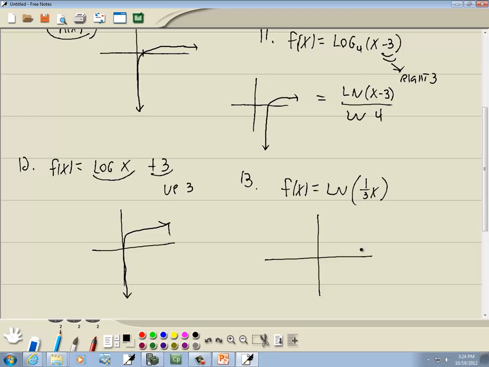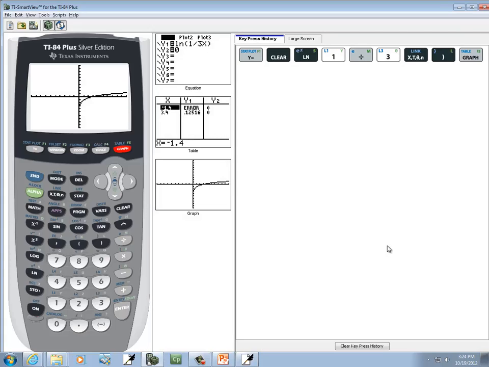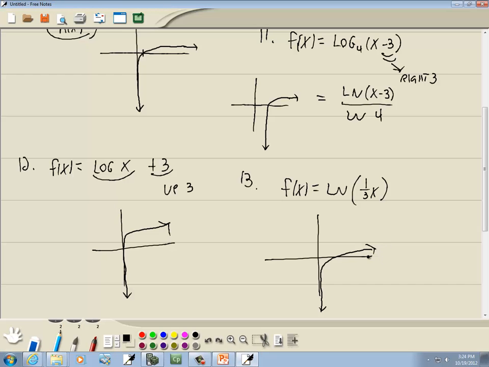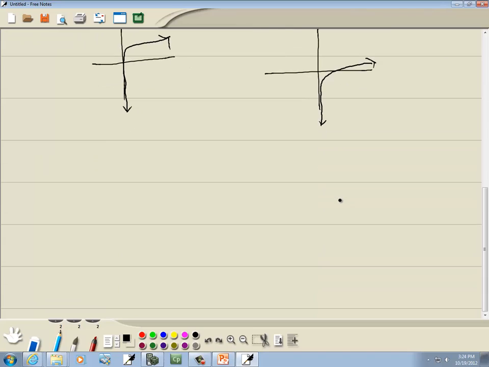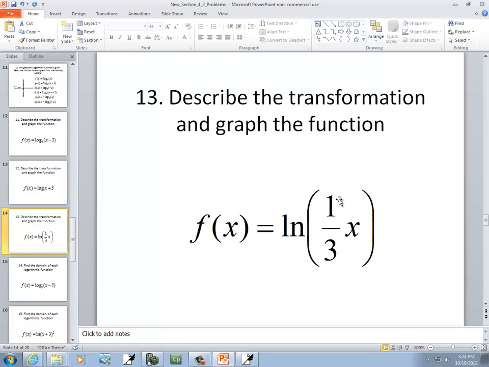I'm not very good at sketching these, but again, it goes down forever like that. More or less looks like that. Let's take a look at the domain.